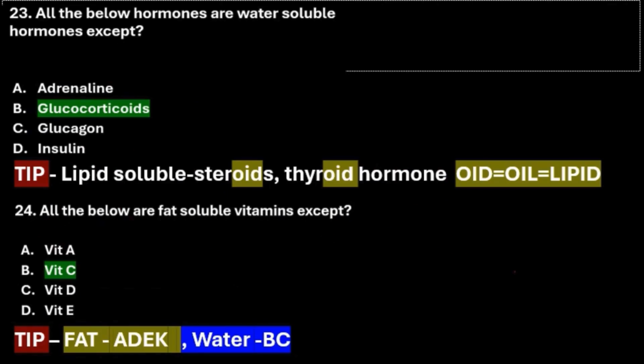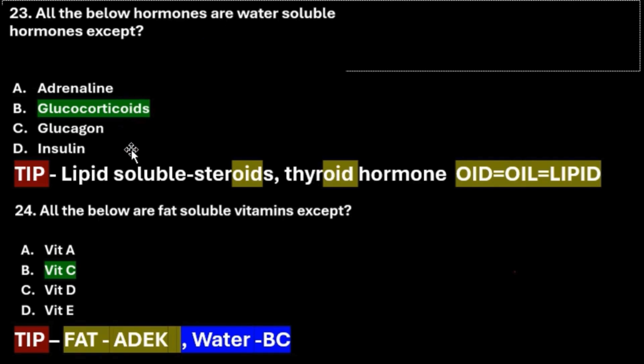Next topic, you can see the questions and connect. All the below hormones are water soluble hormones except: option A, adrenaline; option B, glucocorticoids; option C, glucagon; option D, insulin. The right answer here is glucocorticoid, because this "except" is coming. Adrenaline, glucagon, insulin are water soluble, and glucocorticoids are fat soluble hormones.